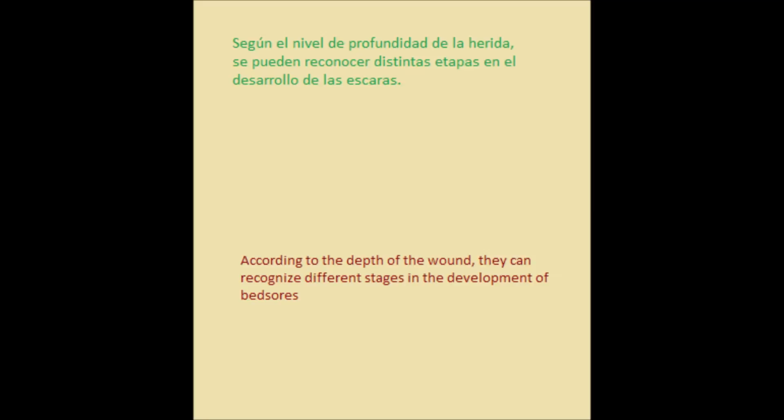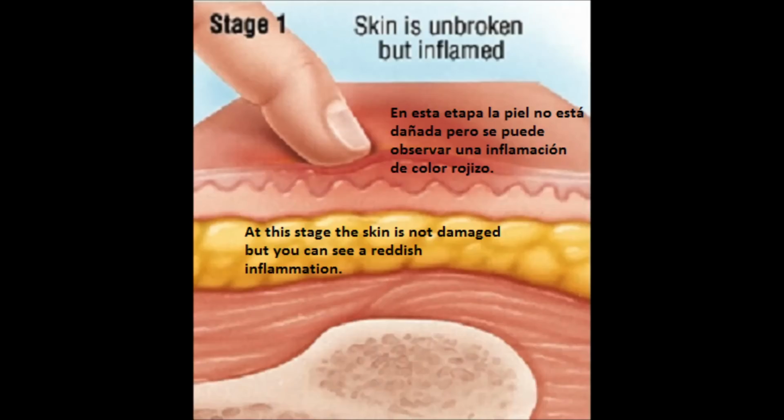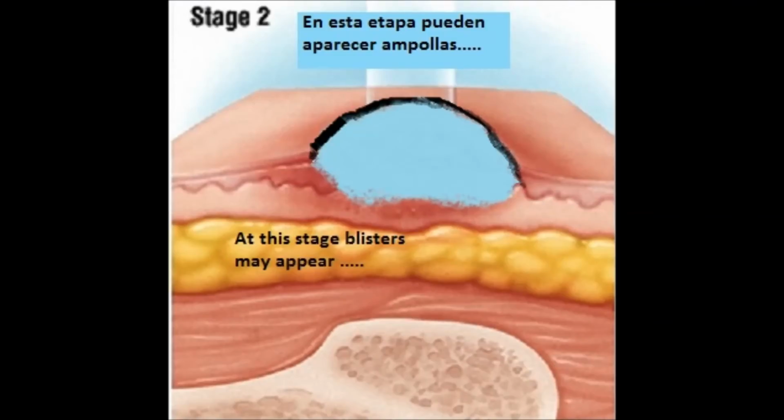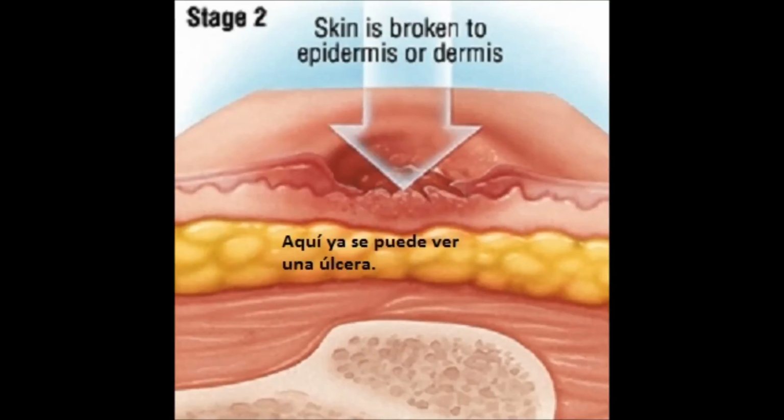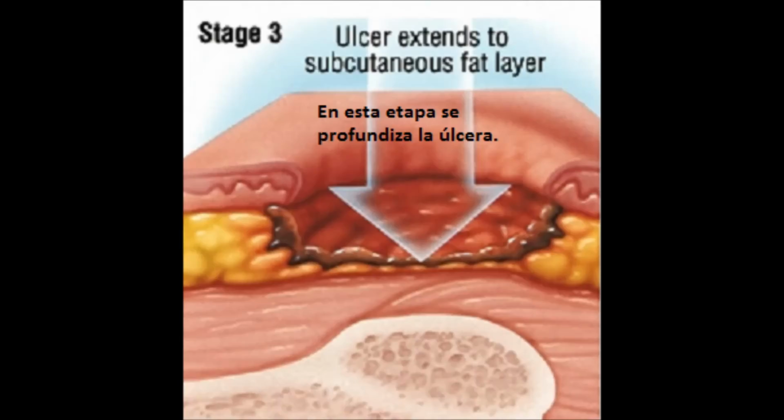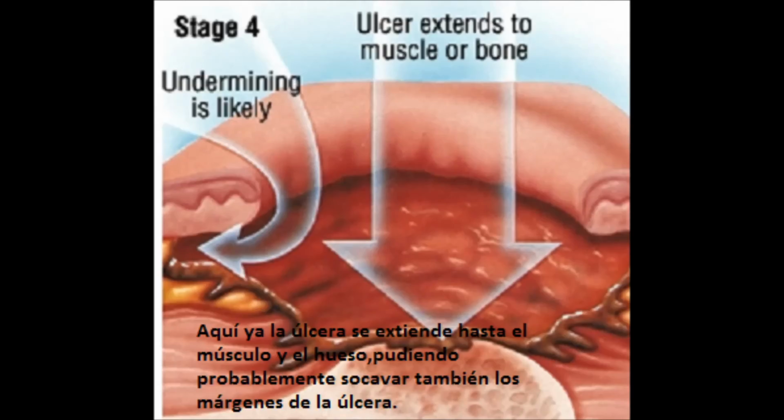According to the depth of the wound, different stages in the development of bed sores can be recognized. At this stage, the skin is not damaged, but you can see a reddish inflammation. At this stage, blisters may appear. But a black area may also appear, later leaving an ulcer. Now you can see the ulcer. Stage 3, the ulcer extends to the subcutaneous fat layer. Stage 4, the ulcer extends to muscle or bone, undermining is likely.